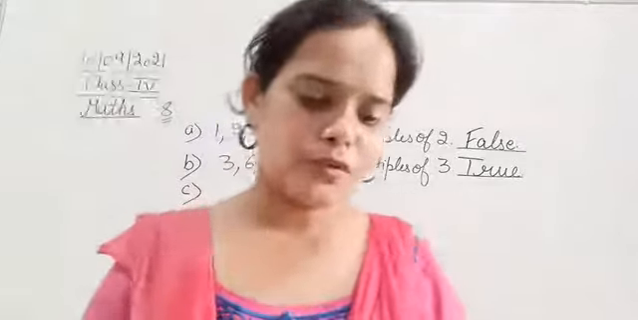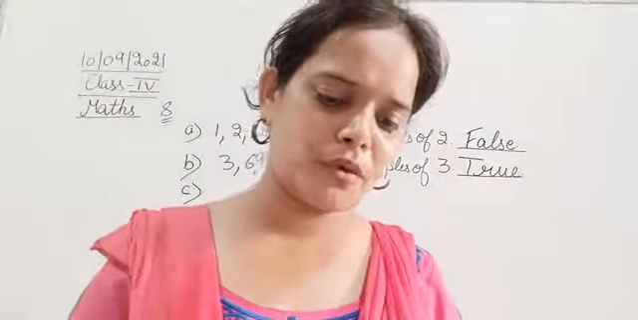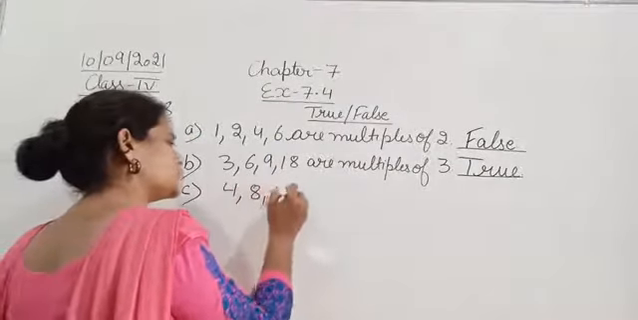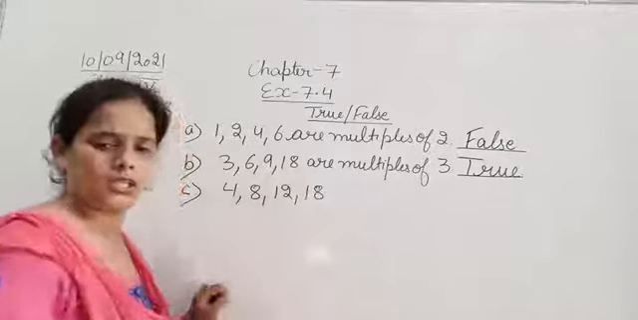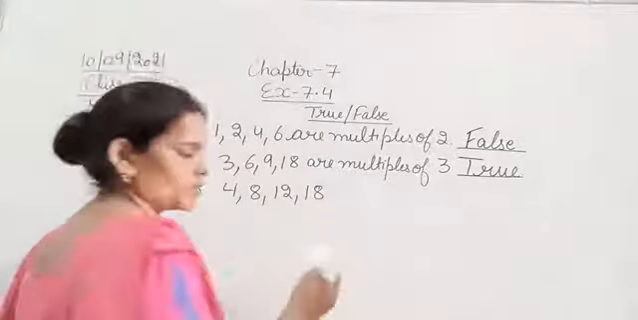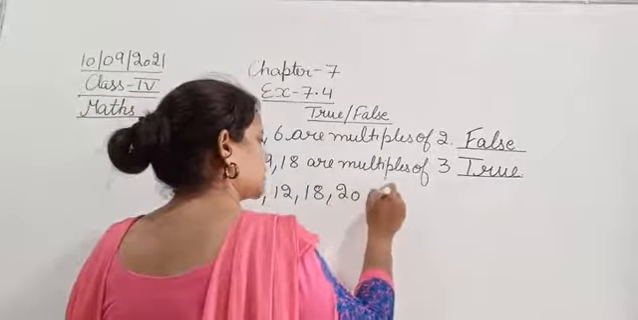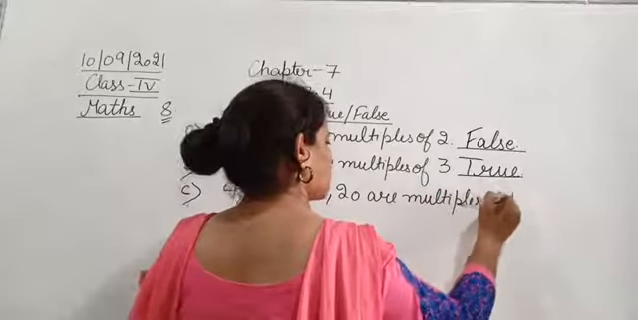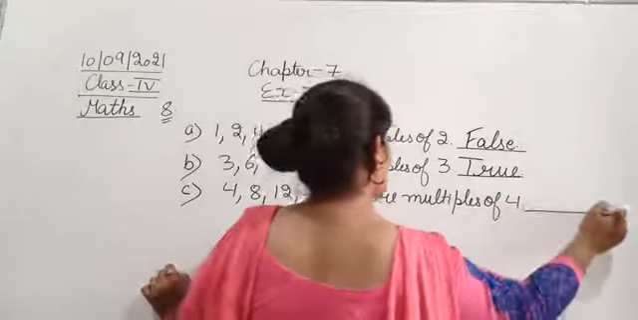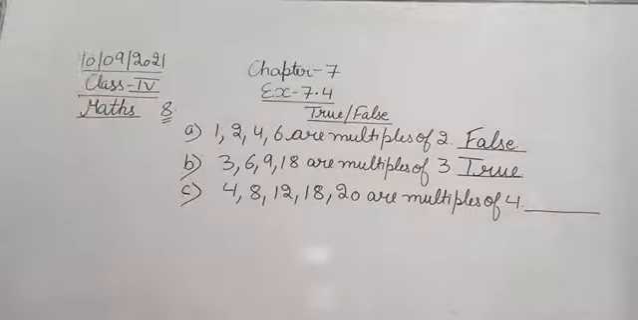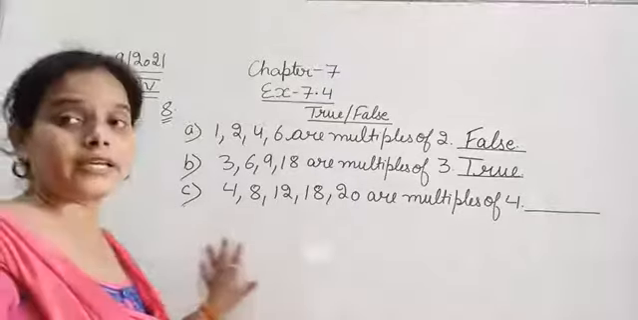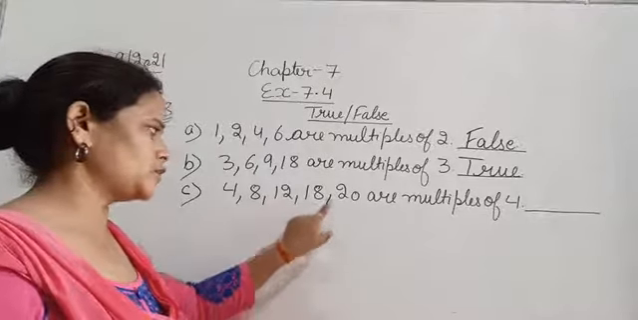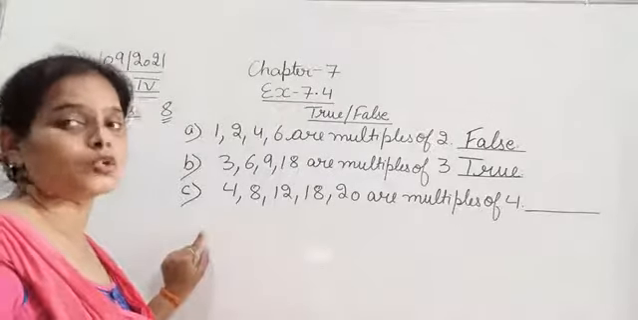The C is 4, 8, 12, 18, 20 are the multiples of 4. So is it true or false? So first of all, what we will do, we will see whether all the given numbers are greater than the given number or not. So 4 is equal to the number, 8 is greater, 12 is also greater, then 18, and this one and this one. So all these numbers are either equal to or greater than 4.